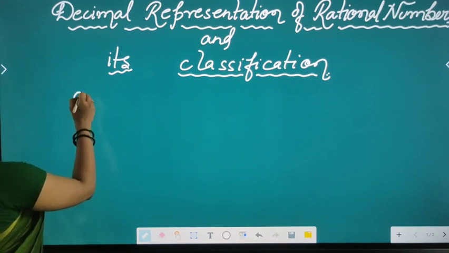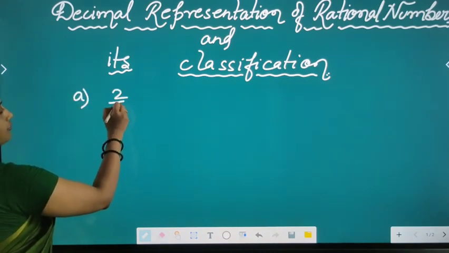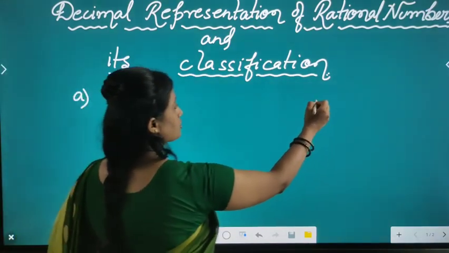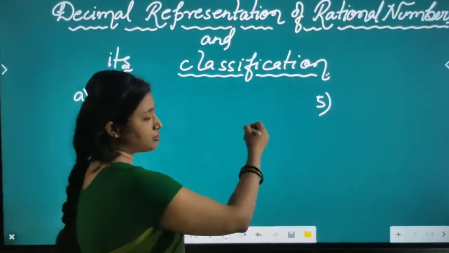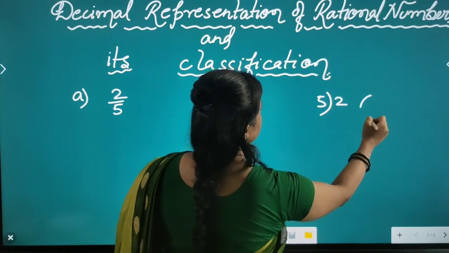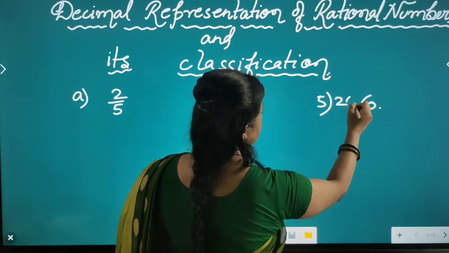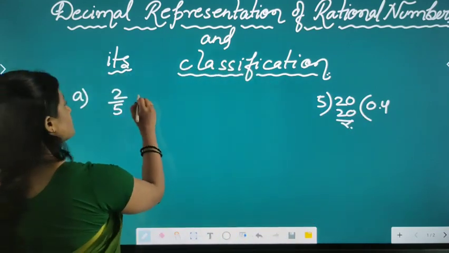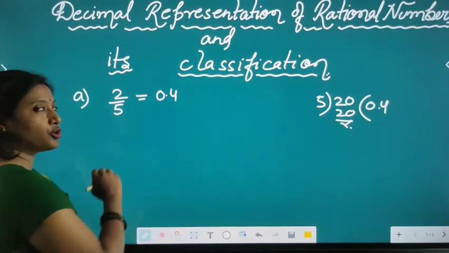Suppose I am giving you the number 2 by 5. You have to change it into a decimal. What will you do here? You can directly write the decimal number, or you can show the division. Look here, 0 point. 5 fours are 20. That means you will get 0.4.